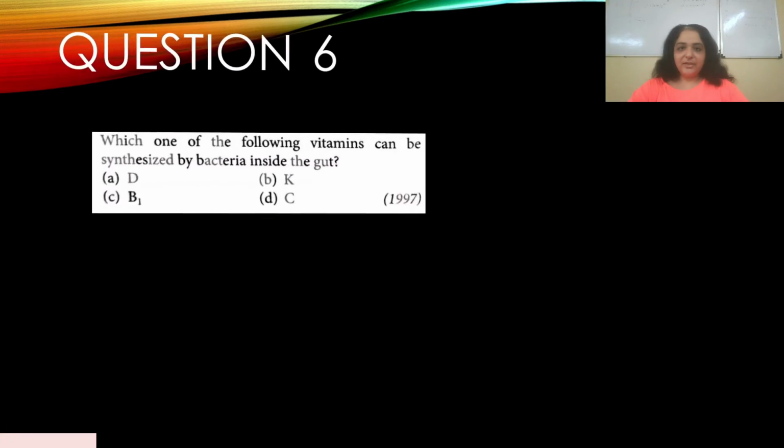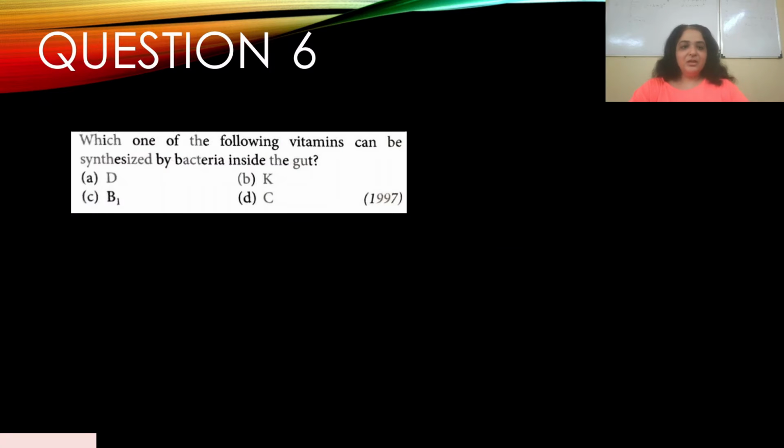Okay, so question number 6. Which one of the following vitamins can be synthesized by bacteria inside the gut? This appeared in 1997. So you have A, vitamin D, B, vitamin K, C, vitamin B1, and D, vitamin C. It is vitamin K. If you didn't know this answer, please remember it is vitamin K. So your answer should be B.